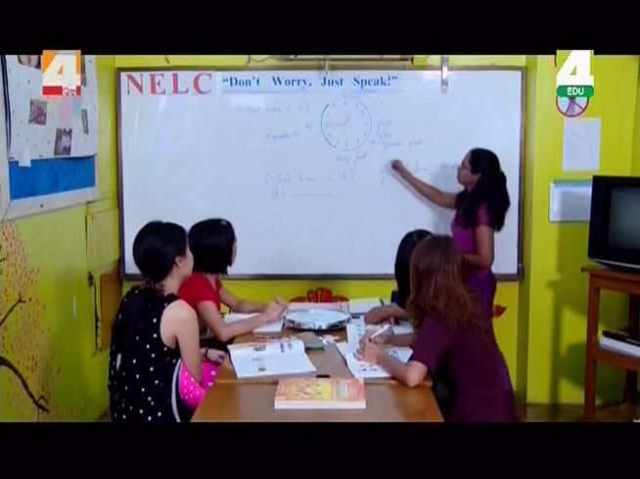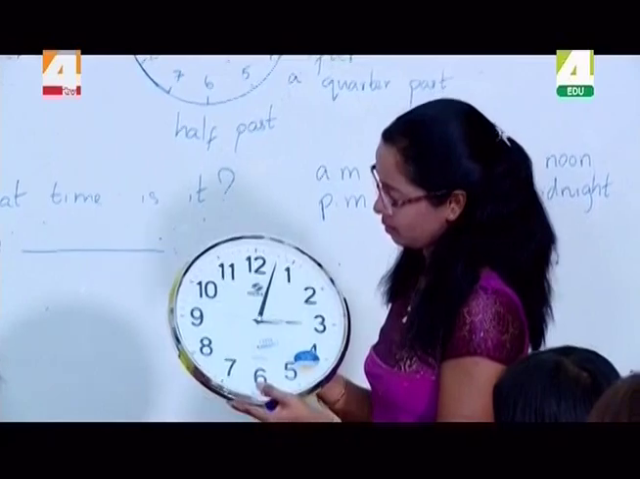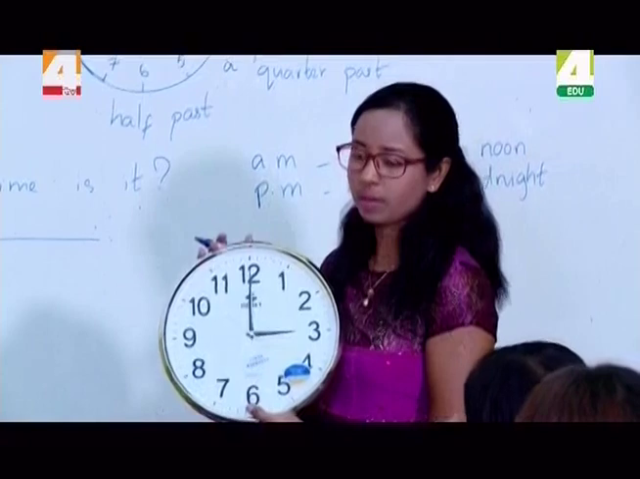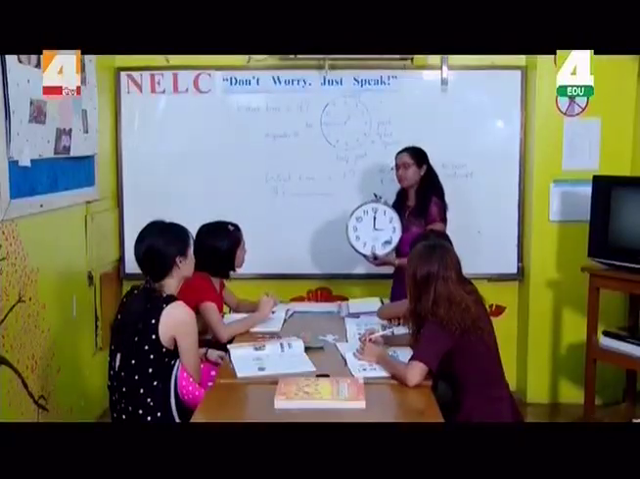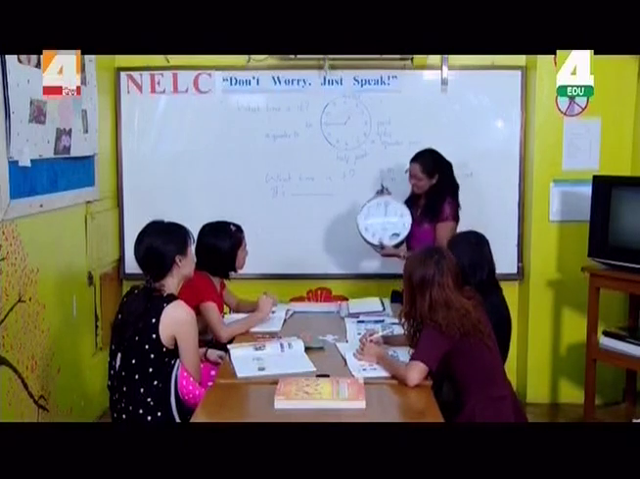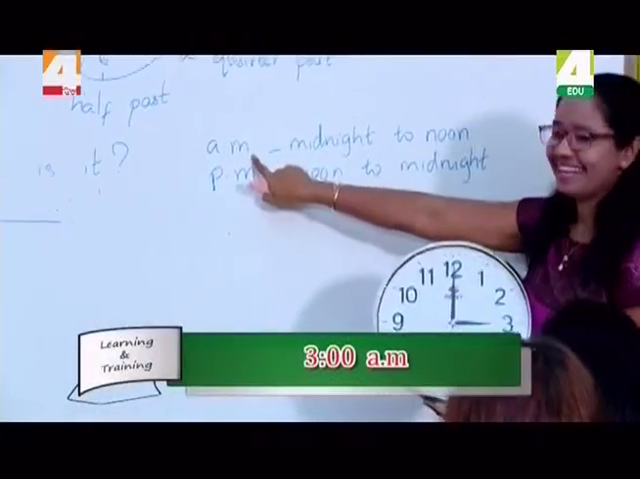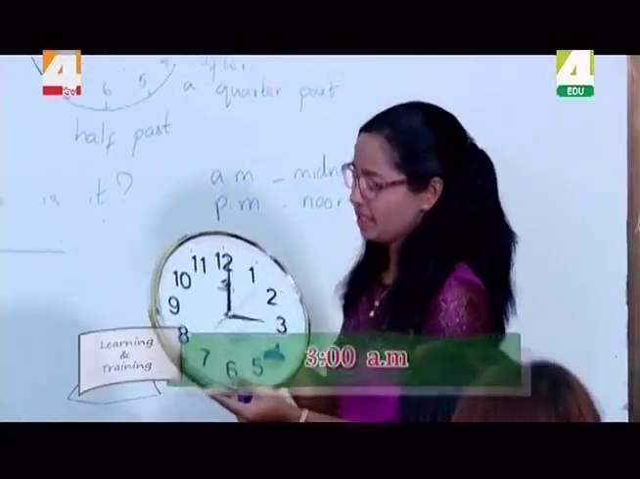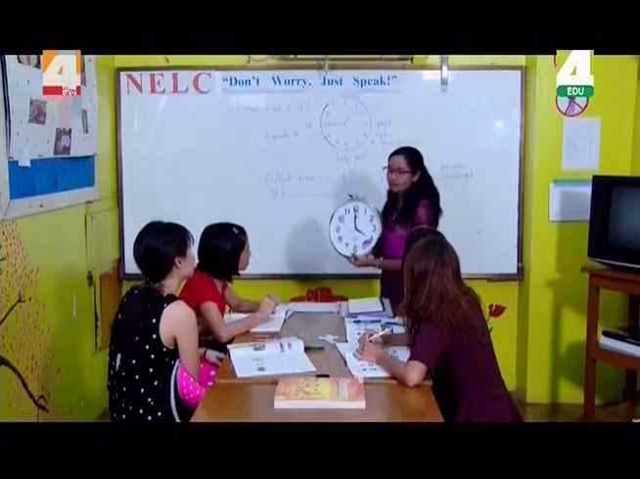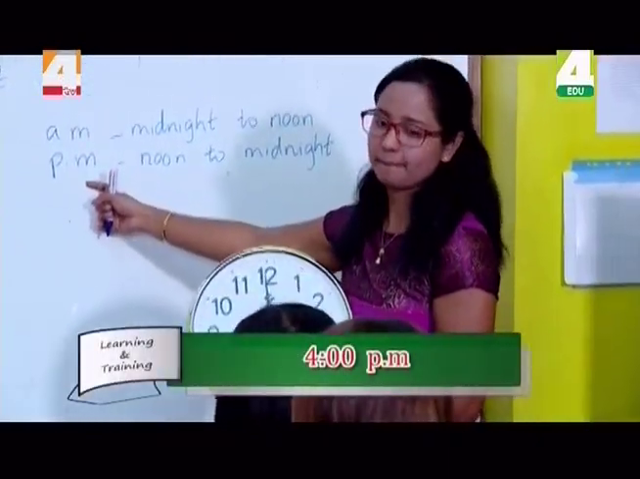Okay, so for example, look at this one, okay? So here, teacher will tell you. For example, this is 3 o'clock. It's 3 o'clock in the morning. So how will you tell? Is it 3 AM or PM? It is 3 o'clock in the morning. So 3 is 3 AM. Very good. Okay, so if teacher say it is 4 o'clock in the afternoon. So 4 PM. Do you understand now?